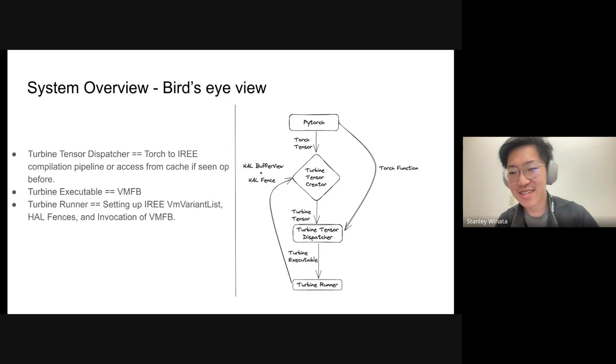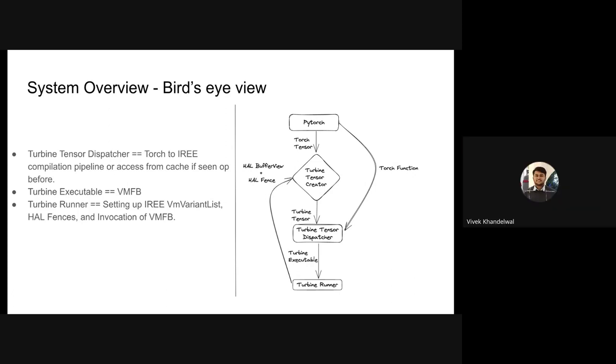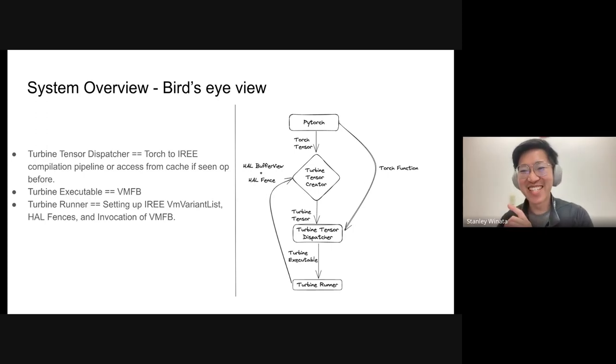Yes, Vivek. So I have a question here. Interestingly, you have said that if the op is already seen, then we can just use that from the cache, right? Yes. There might be some ops which are dependent on the inputs or something like that. So won't that matter? Is it independent of that? How does that work?